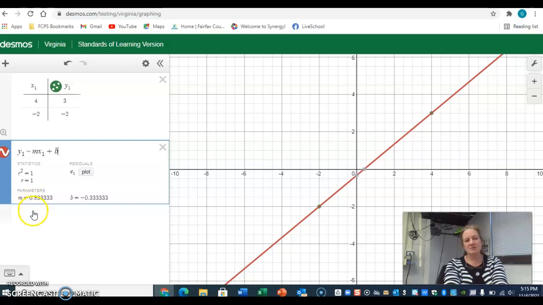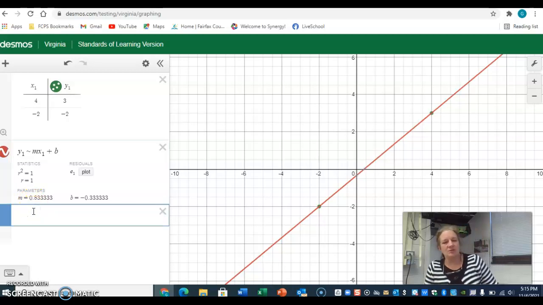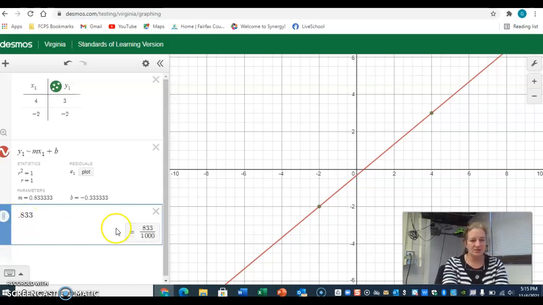Wait a second. It tells me my slope is 0.33333. Or I'm sorry, 0.833333. Is 0.833333 the same as 2? No, it's not. And if you want to do this, this is what I suggest you do. Let's turn this into a fraction, because that's how we read slope, right? Just to see how different these are.